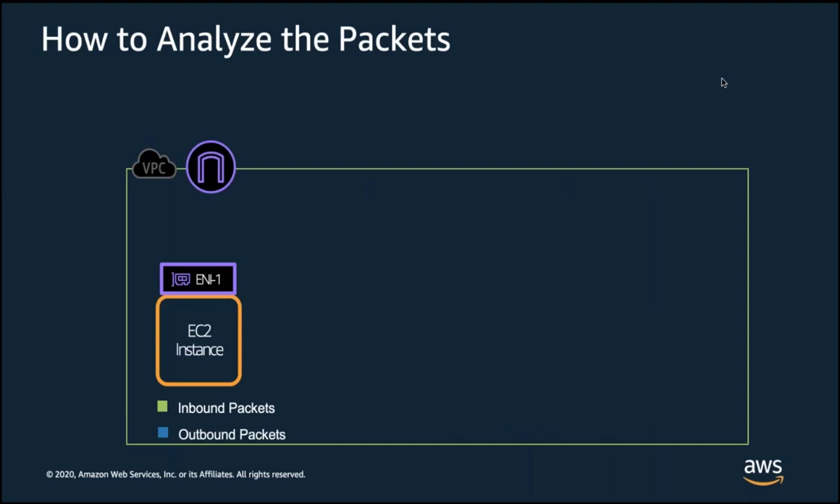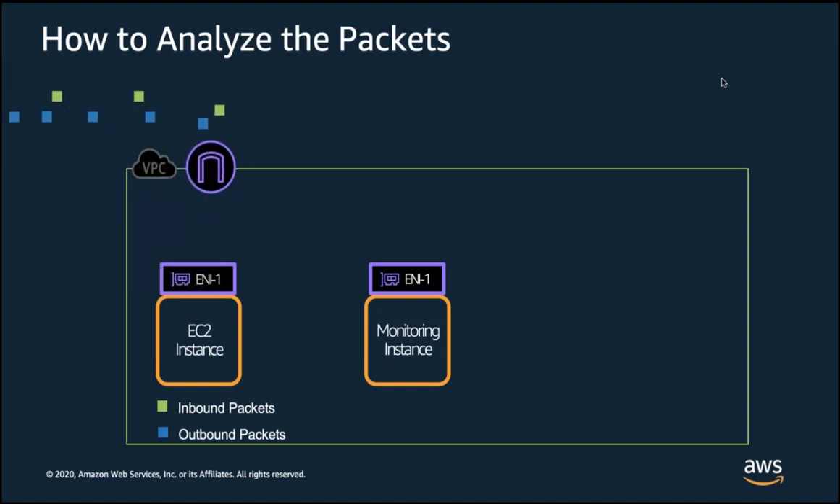Finally, how do you actually analyze the packets? Let's go back to our familiar example. We have our EC2 instance where it's sending and receiving packets. We then have a monitoring instance. Again, it could be a single instance, or in a more scalable scenario, you would use a network load balancer with multiple monitoring instances behind, and then start forwarding captured traffic to that monitoring instance.